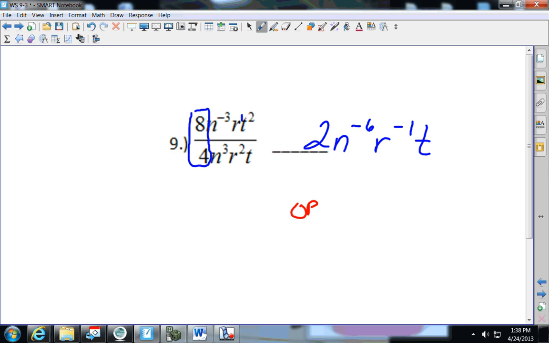Or, to write them with all positive exponents, I have the 2 and the t. Those exponents are still a positive 1. So it would be 2t up top, n to the 6th, r to the 1st power on the bottom. Right. The 2 and the t are positive, so they stay there. You only move what's down below. You only move the negatives down there to make them positive. Okay?